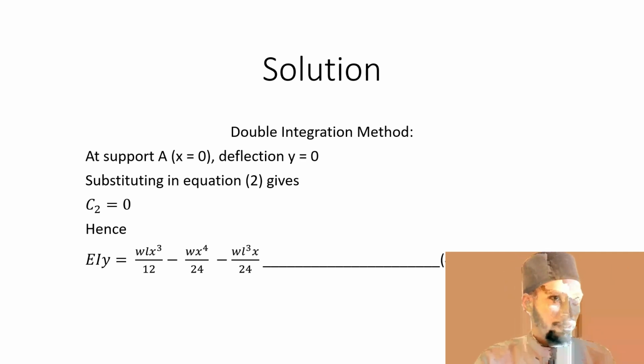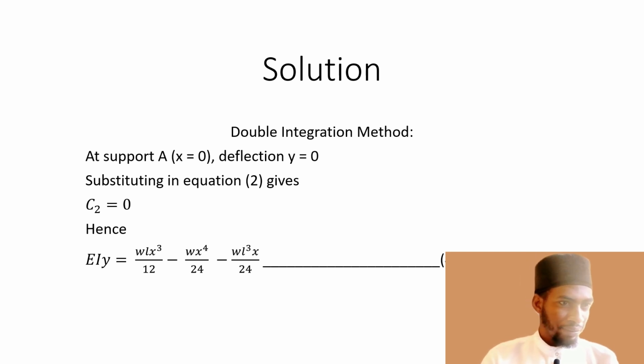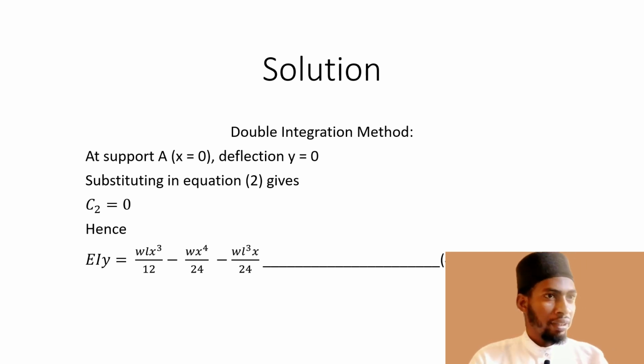I can't go back to the previous slide. That is why I am not showing you the previous equation. Okay, so we have WLx cubed over 12 minus Wx to the power 4 over 24 minus WL cubed times x all over 24. This is our equation 4.